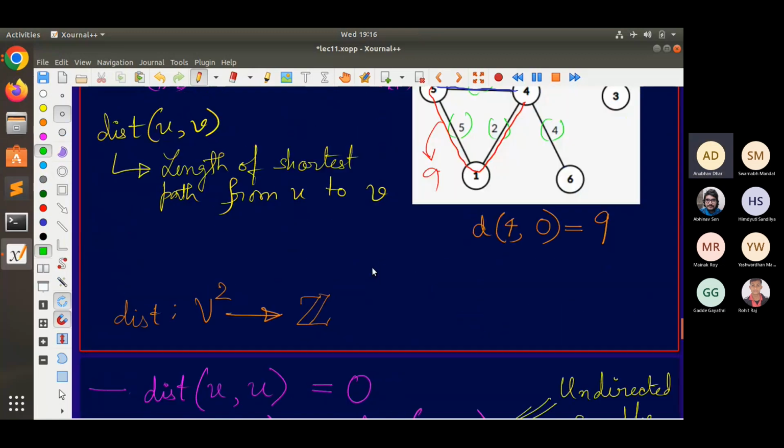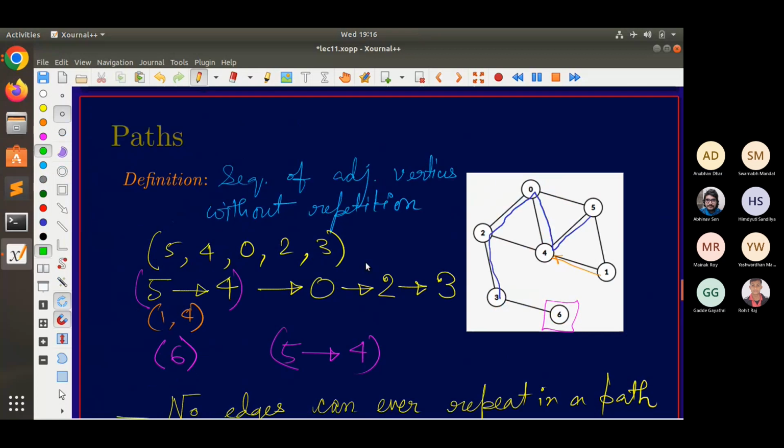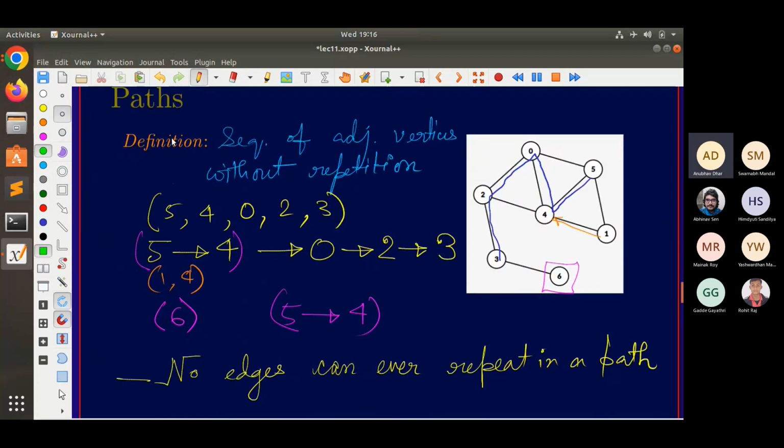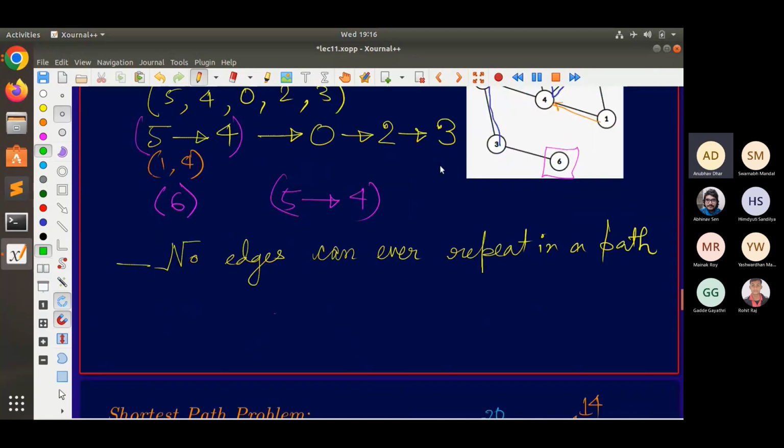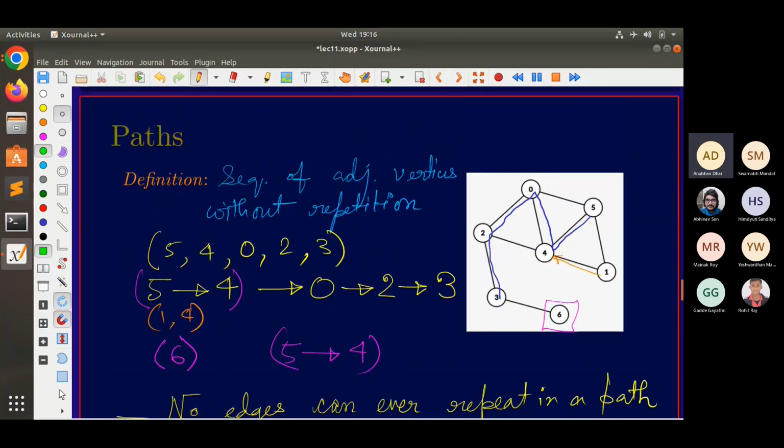So everyone remembers what walks are, right? In walks, you are allowed to have repetition of vertices. So you can go from 0 to 4, then 4 to 5, then 5 to 1 again, and then any sequence would stop at some point. That is a valid one.